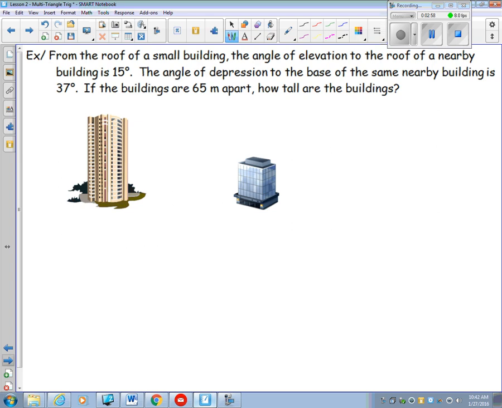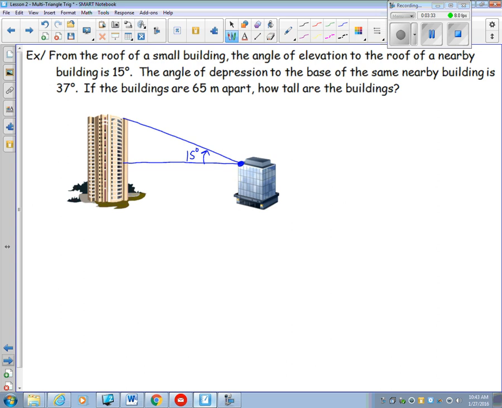From the roof of a small building, so we're standing on the small building right here, and the angle of elevation to the roof of a nearby building is 15. So remember, elevation works from the horizontal. So if I look straight off the roof, I'd be looking halfway up that building, but I'm not. I've been asked to look at the roof of the building. So the difference between the horizontal and where I'm actually looking is my angle of elevation, in which they tell us is 15 degrees.